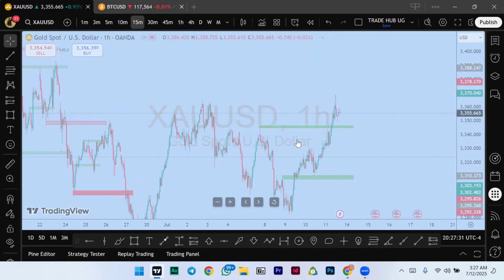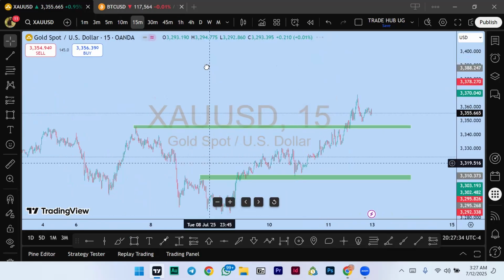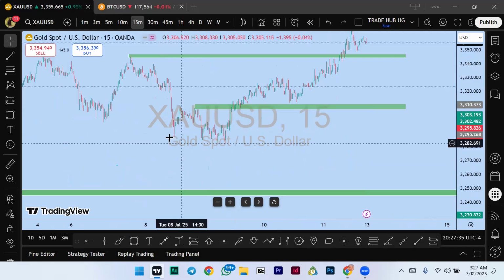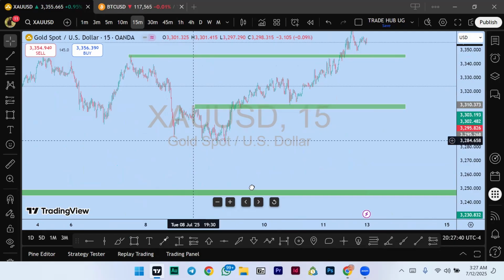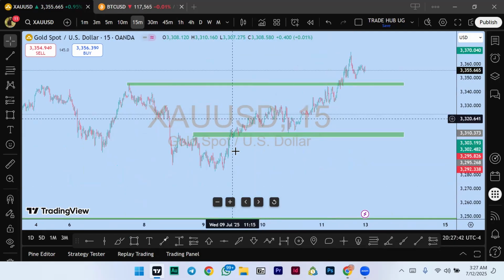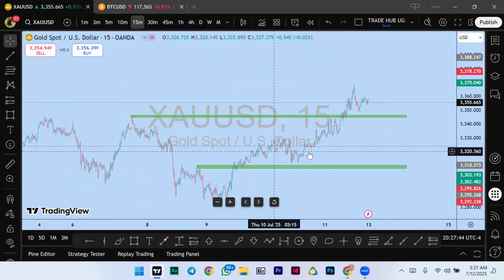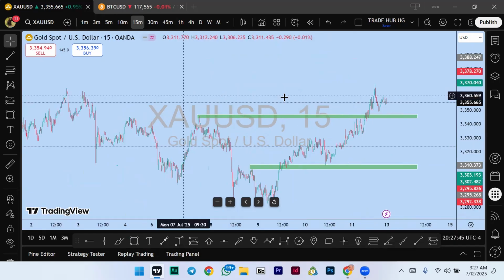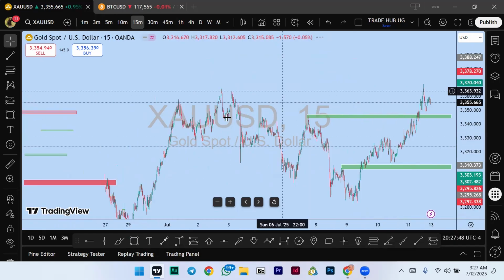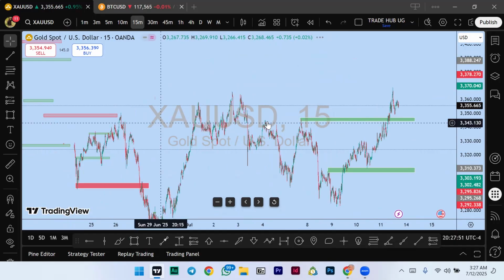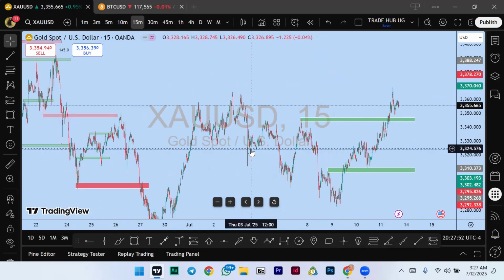Now, let me go back to the 15 minutes time frame. You can see why I marked this level. This is a very strong level because it pulled out liquidity from these levels. Remember, the market moves as it's looking for liquidity and market manipulation. Actually, that's another topic to explain. But I think that's my gold analysis and that's my gold forecast.